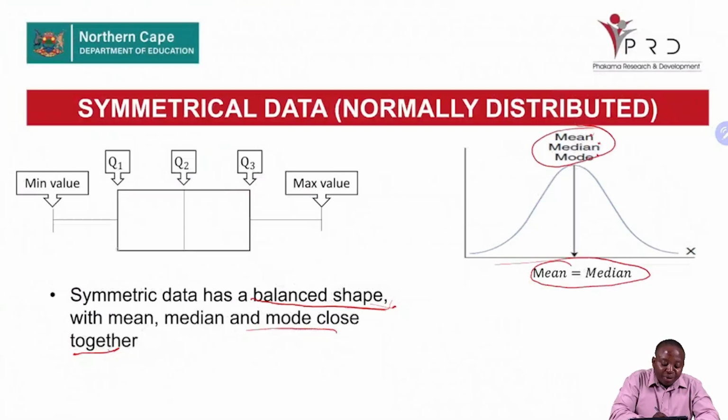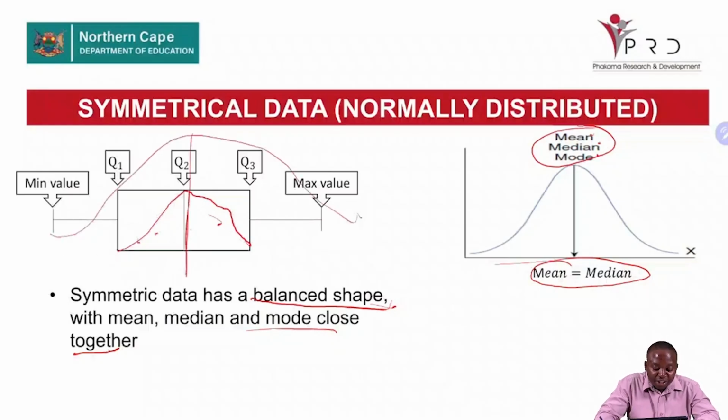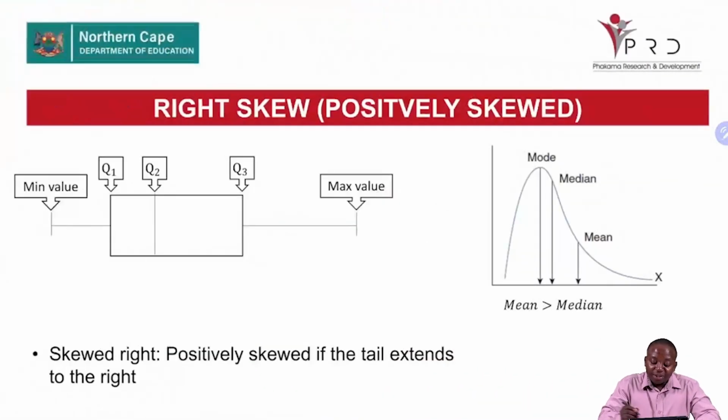Then the shape will be normally distributed nicely there. So if you just look at that, it's going to be equal. So our graph will have equal sides, right? If you look at it in terms of the box and whisker, you'll have that situation right there. Now, let us look at right skewed.